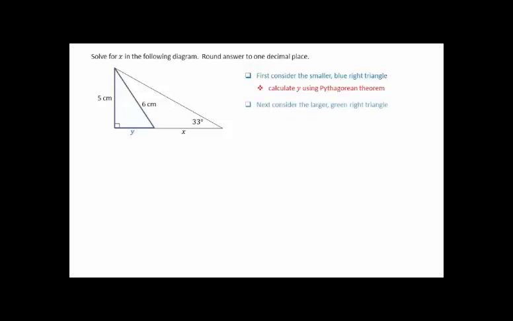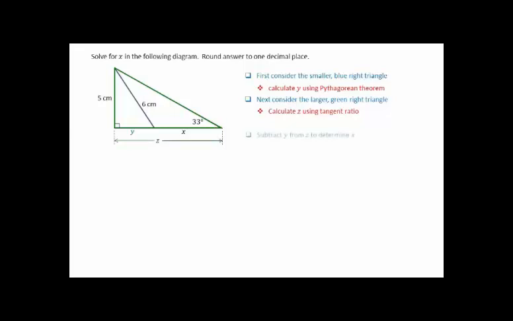We can now consider the larger, green right triangle shown. Here we will calculate z using the tangent ratio. Once we have both z and y, we can subtract them to determine x.